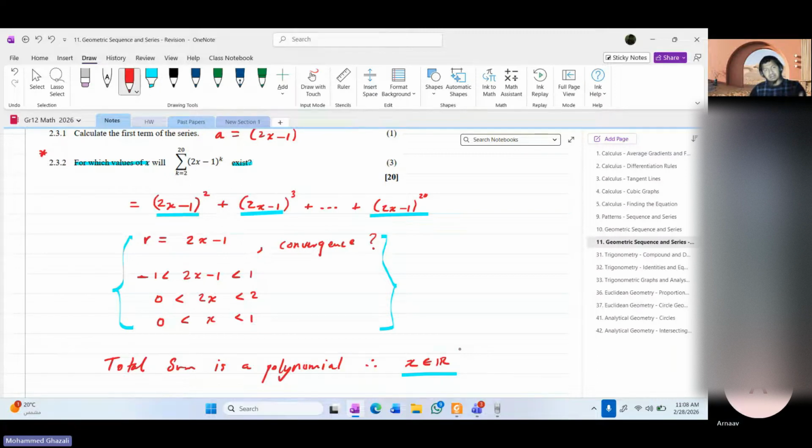So basically they are asking you for the domain in this scenario. For which values of x will this sigma exist? So I would go with x is an element of real numbers. They're just asking you for a domain. Manage to understand this problem now? The domain is just x is an element of real numbers.